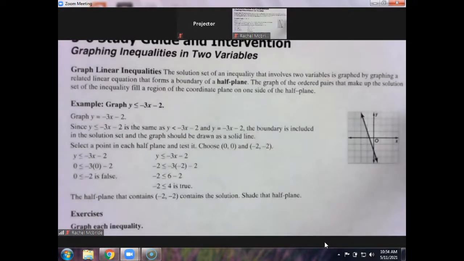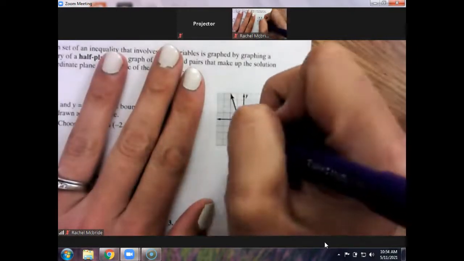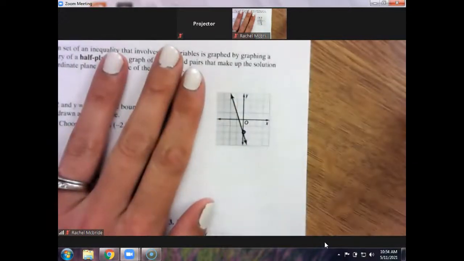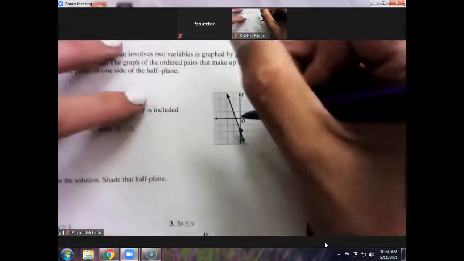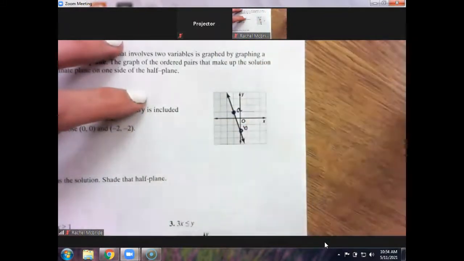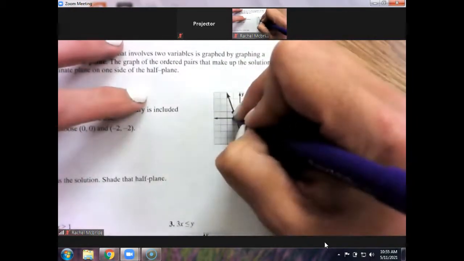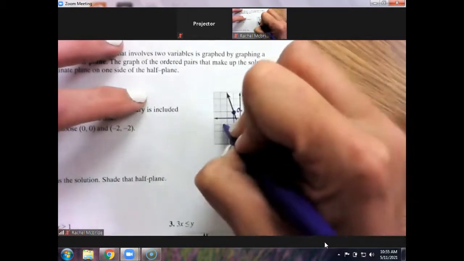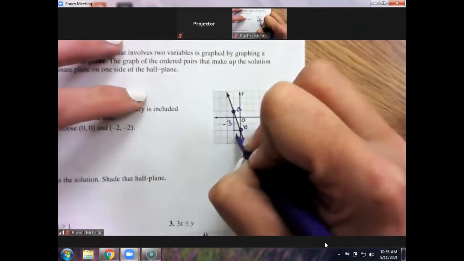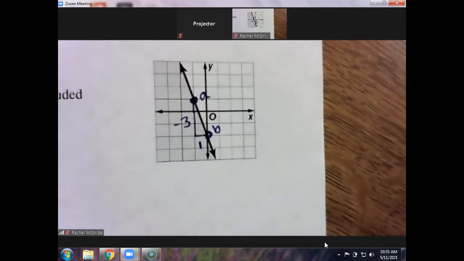Excellent. So essentially yesterday what we did was we were given a graph. We identified the y-intercept. We calculated the slope going from point A to point B. So in this case, our slope is down 1, 2, 3, and over 1. And then we determined solid or dashed.